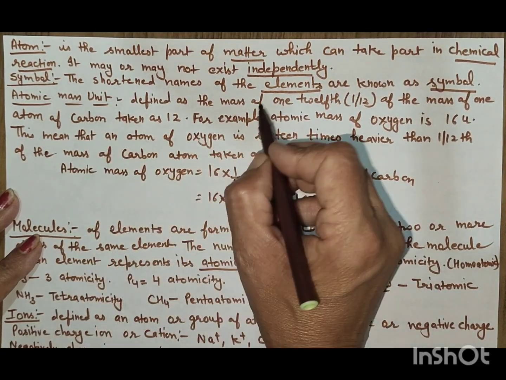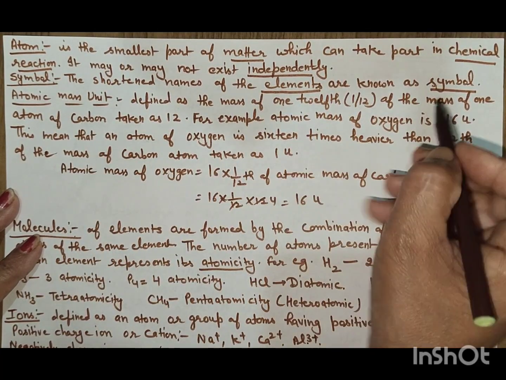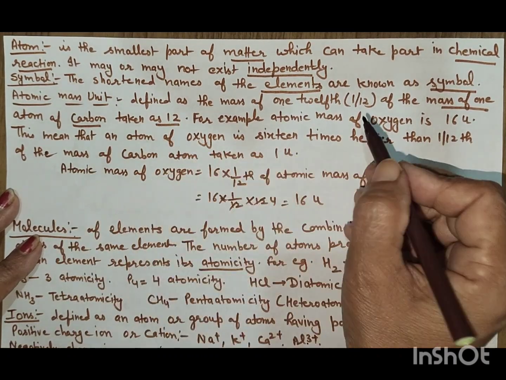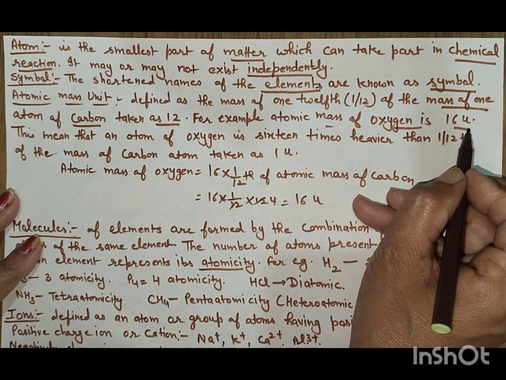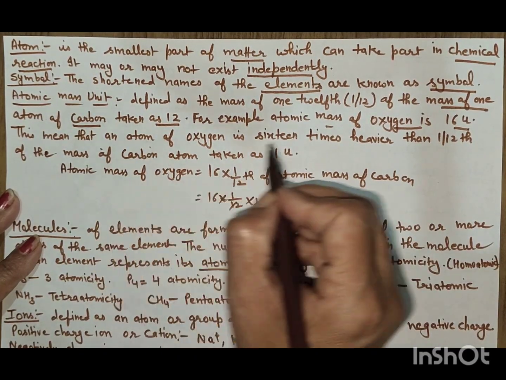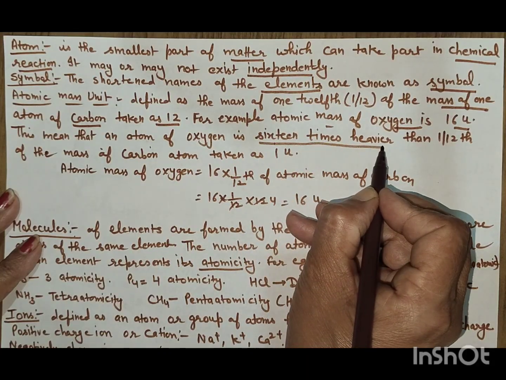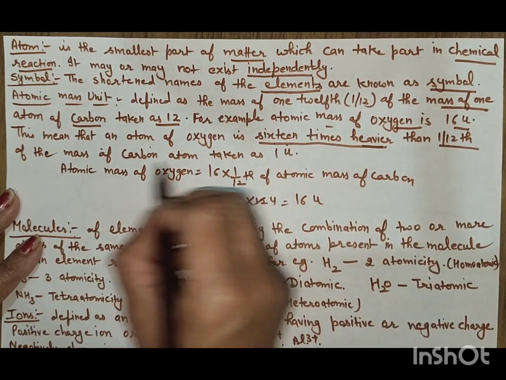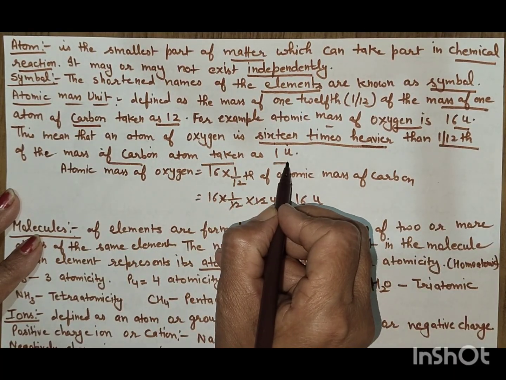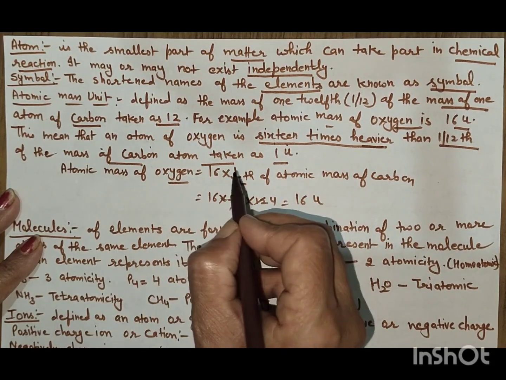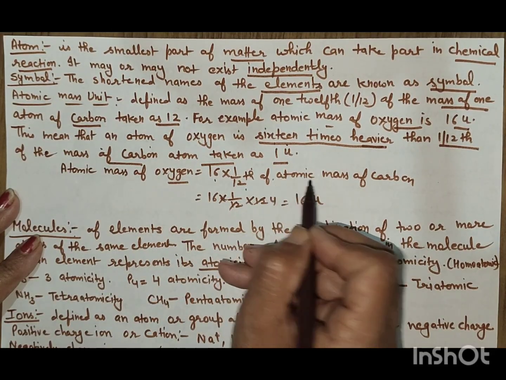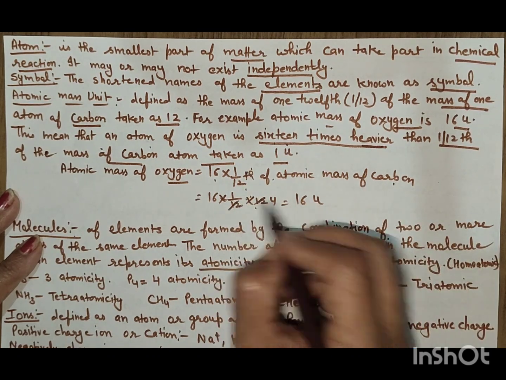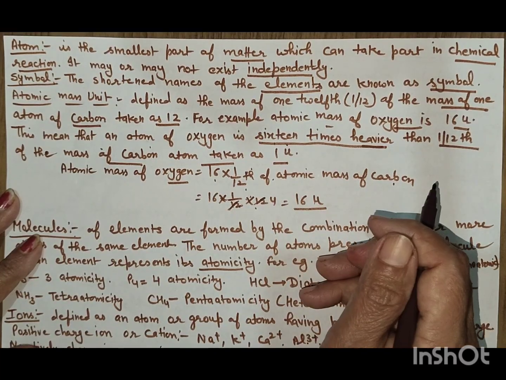Atomic mass unit. It is defined as the mass of 1/12 of the mass of one atom of carbon taken as 12. For example, the atomic mass of oxygen is 16 u. This means that an atom of oxygen is 16 times heavier than 1/12 of the mass of a carbon atom, taken as 1 u. Atomic mass of oxygen is equal to 16 into 1/12 of the atomic mass of carbon, which is 12. Cut 12 with 12, then the atomic mass of oxygen is 16 u.